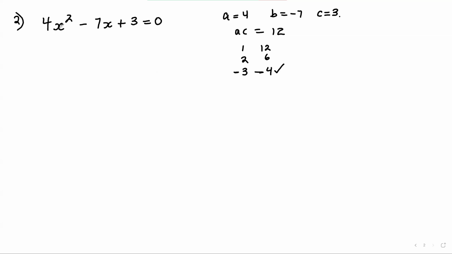So I'm going to rewrite the equation, replacing negative 7x with negative 3x and negative 4x. So negative 7x is the same as saying minus 4x minus 3x. I'm going to put 4 first since it's going to factorize easier. That's what minus 7x is if I expand it, and then plus 3 is equal to 0. And now you factorize by grouping.